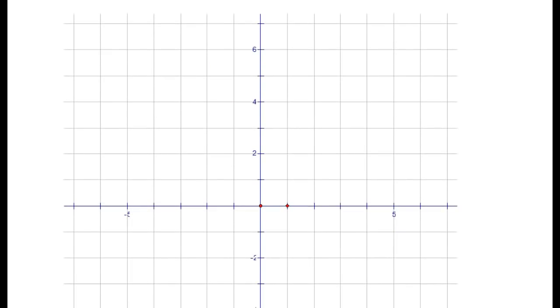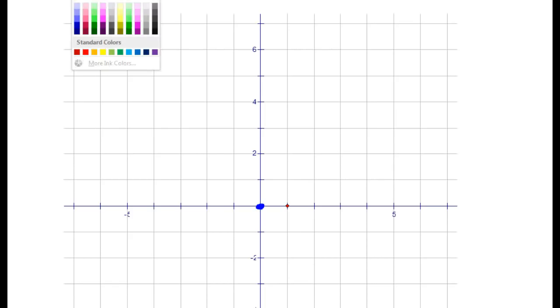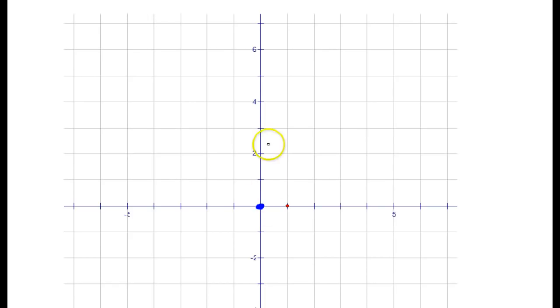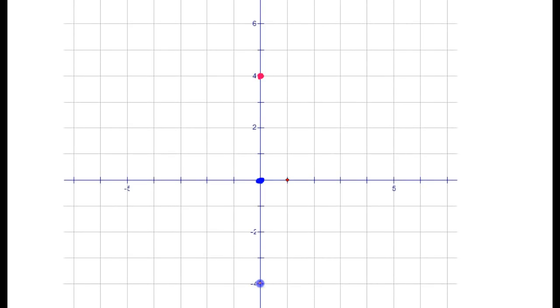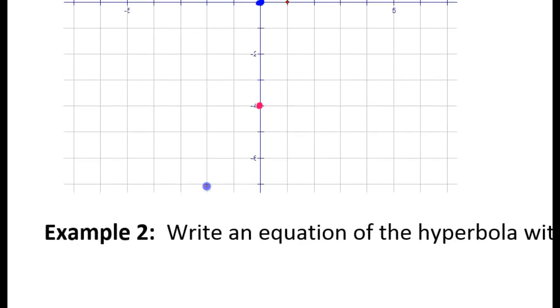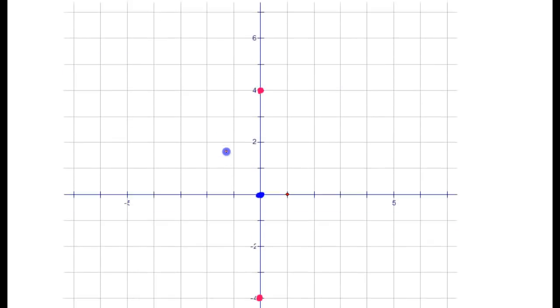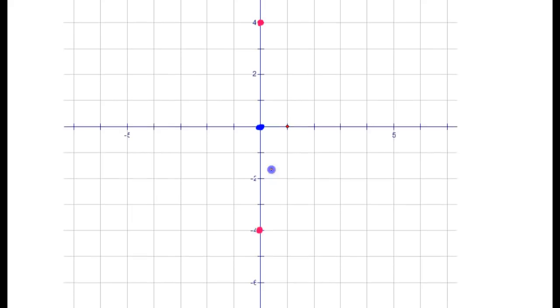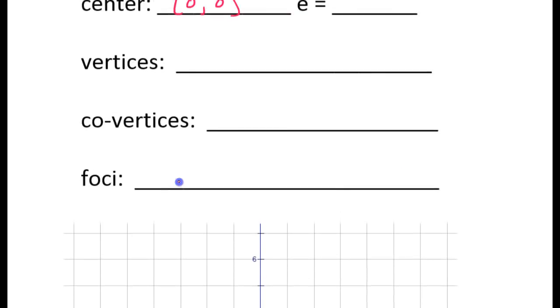So let's go ahead and reinforce the fact that here's my center at 0, 0. Now here comes my a value, positive 4. I'm going to go up 4 and down 4. So these are my vertices. And I already know that my hyperbola will be opening up and it will be opening down. So my vertices are 0, 4 and 0, -4.